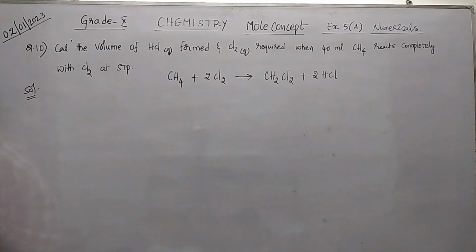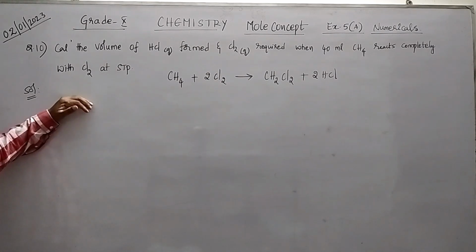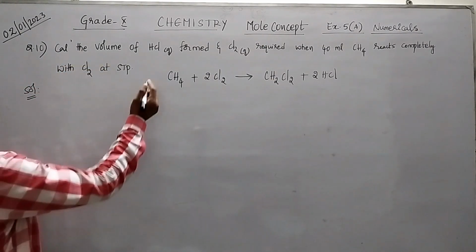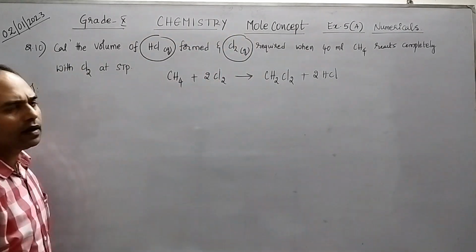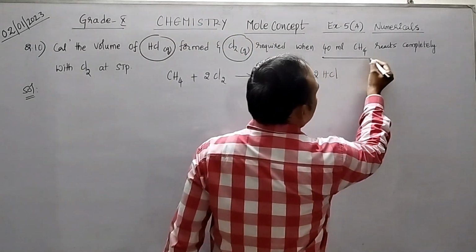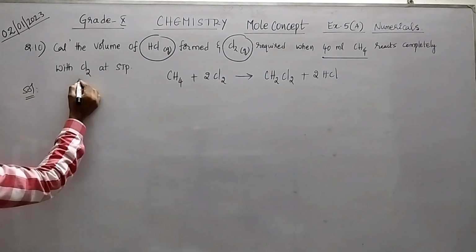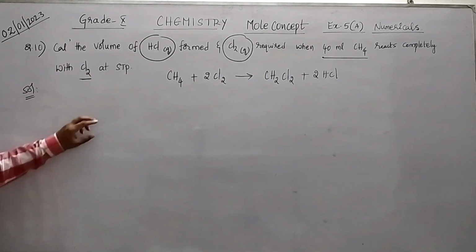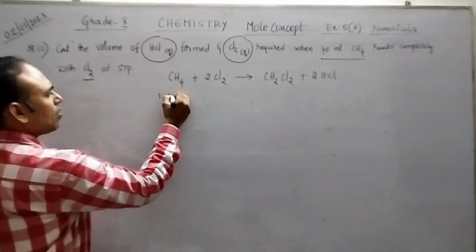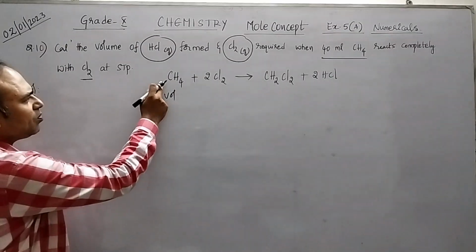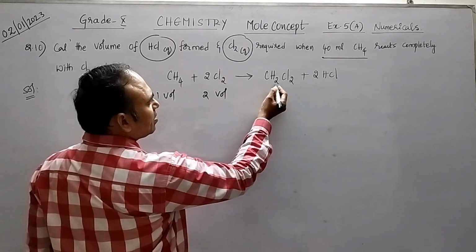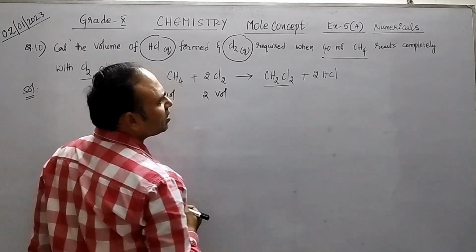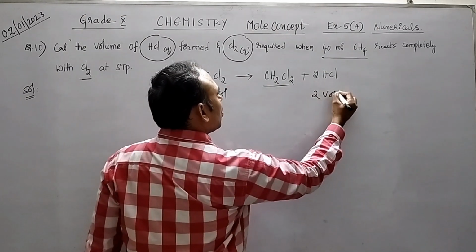Let us solve question number 10. See, you read the question, try to solve it in 1 minute, then we will check with the solution. Calculate the volume of HCl which is formed and how much Cl2 is required when 40 ml of methane reacts completely with chlorine at STP. Hope you have understood this. What they have mentioned here: according to the balanced equation, 1 volume of methane combines with 2 volumes of chlorine, and this is dichloromethane, and here you get 2 volumes of HCl.